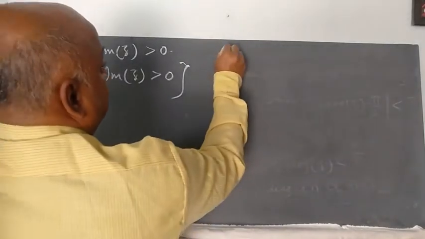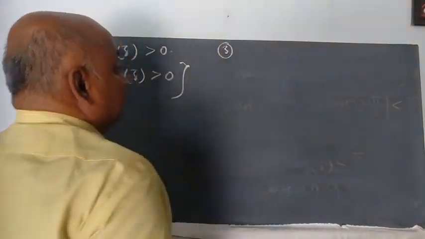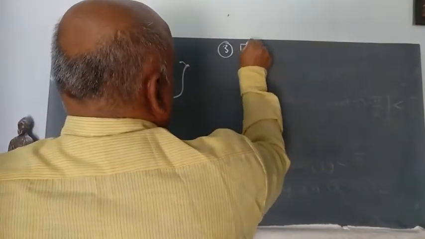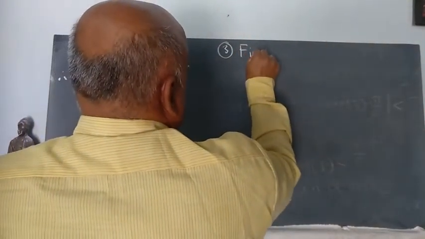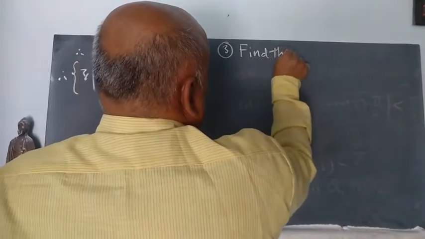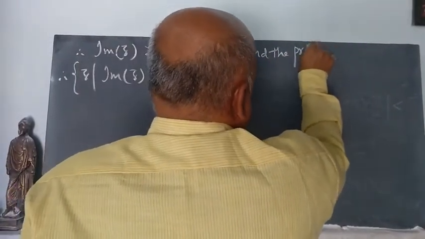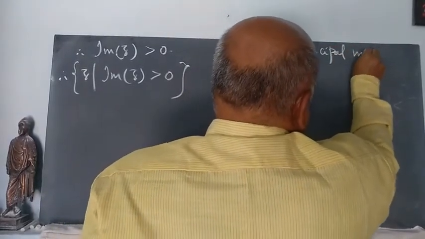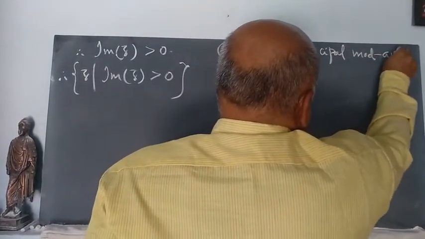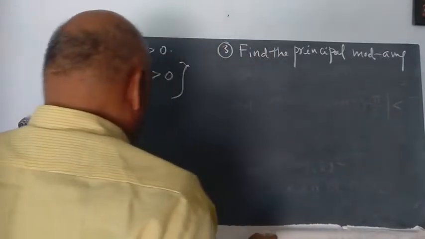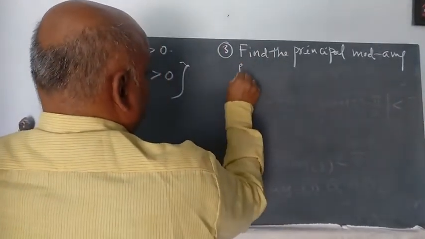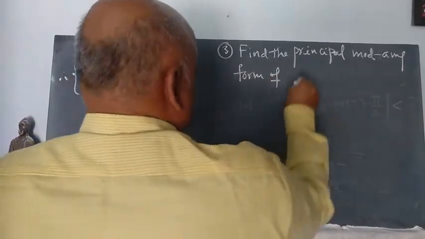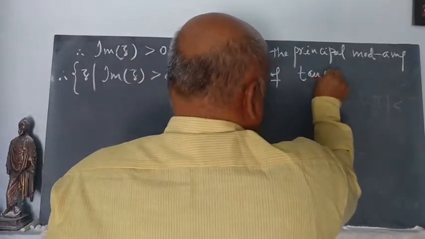Third problem. Find the principal mod amplitude form of tan theta minus i.